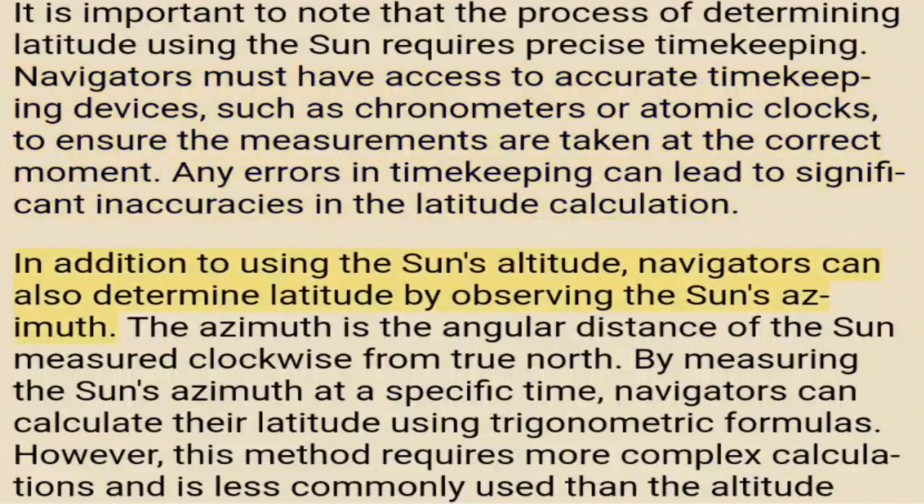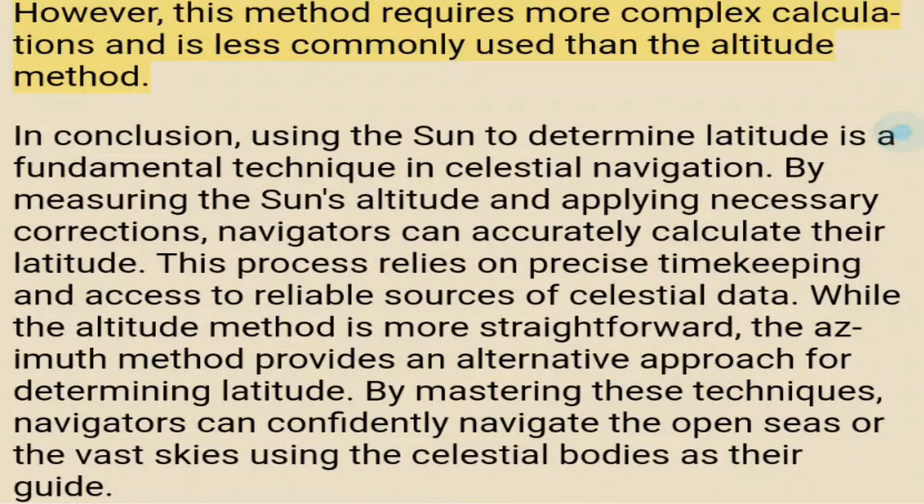In addition to using the sun's altitude, navigators can also determine latitude by observing the sun's azimuth. The azimuth is the angular distance of the sun measured clockwise from true north. By measuring the sun's azimuth at a specific time, navigators can calculate their latitude using trigonometric formulas. However, this method requires more complex calculations and is less commonly used than the altitude method.